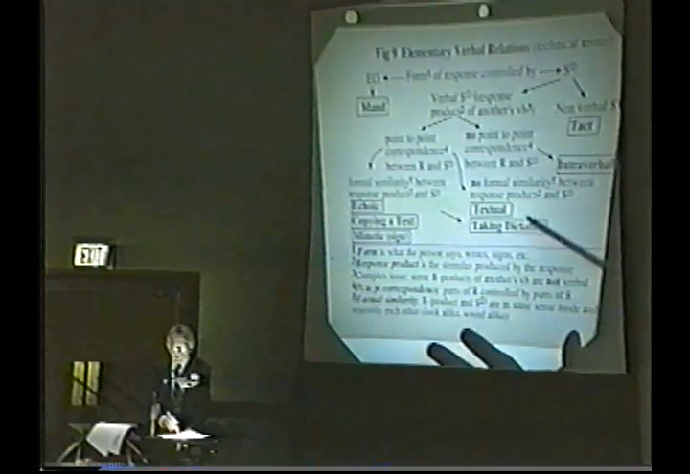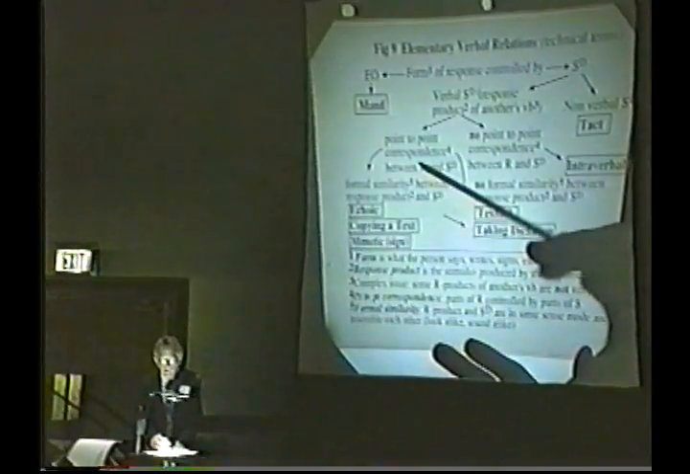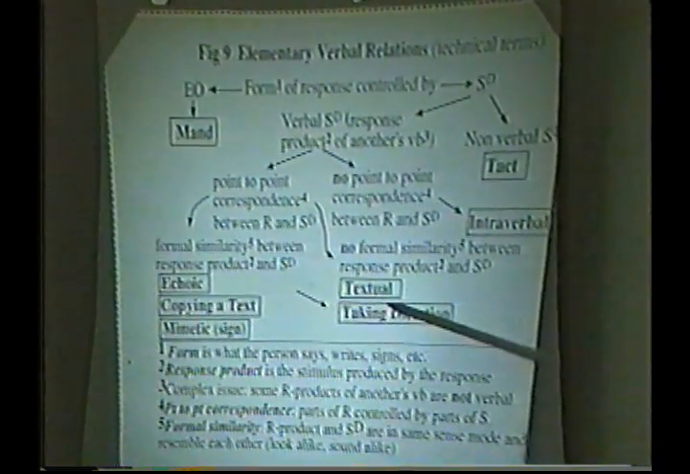So when there is no point-to-point correspondence, then it's called intraverbal behavior. When there is point-to-point correspondence, if there is formal similarity, then it's echoic, copying a text, mimetic. If there's no formal similarity, textual, taking dictation. We'll go over each of those now in some detail.